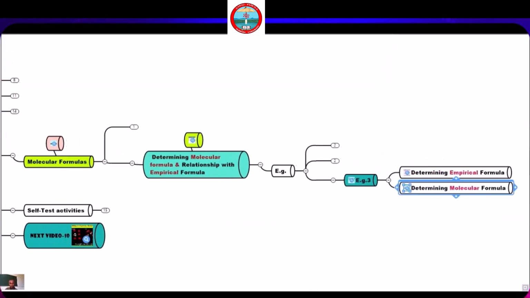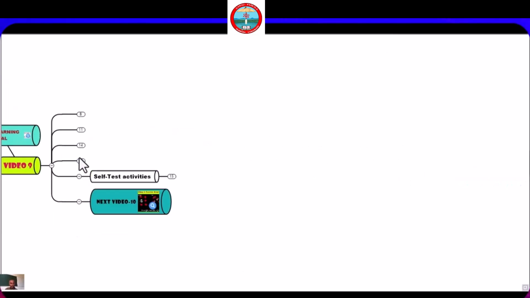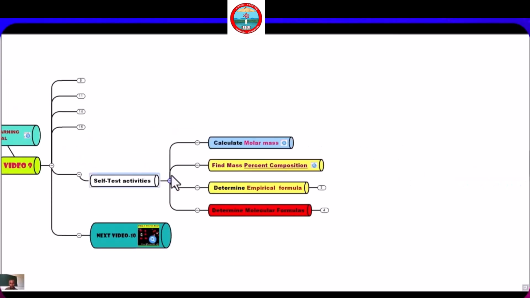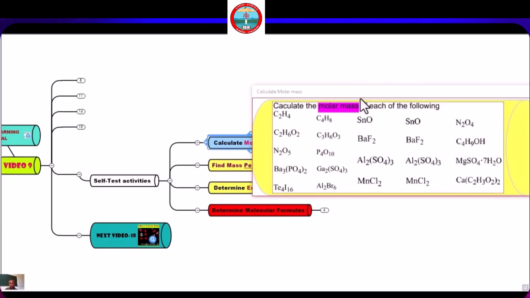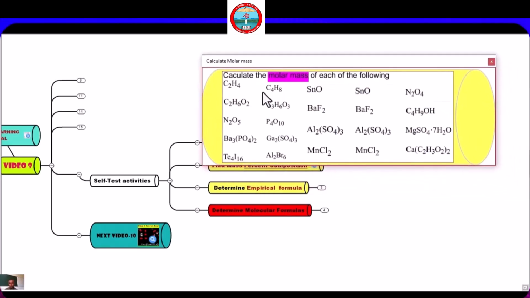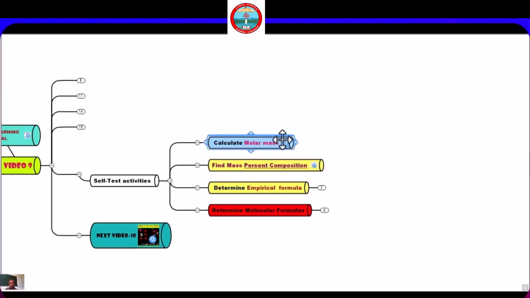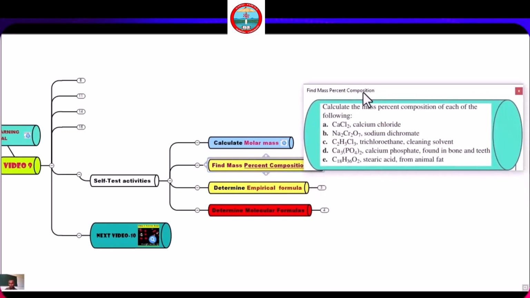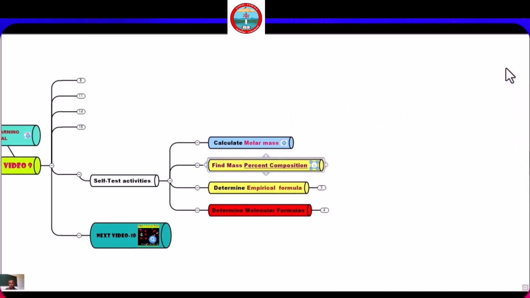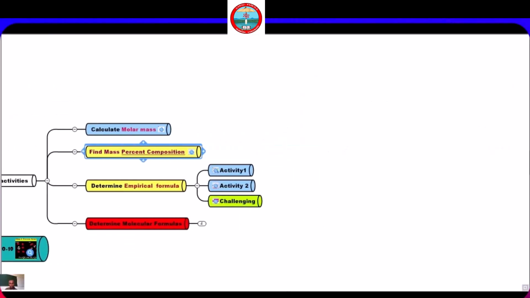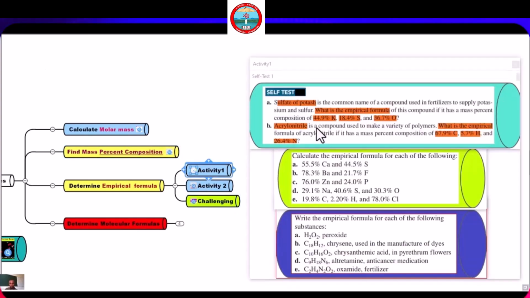Next are your activities. You have some activities to be done by yourself. The first activity is calculating the molar mass. You are asked to calculate the molar mass of each of the following compounds. The second activity is calculating the mass percentage. So calculate the mass percentage for these compounds. And another activity is determining the empirical formula. You are asked to determine the empirical formula for this and this one.